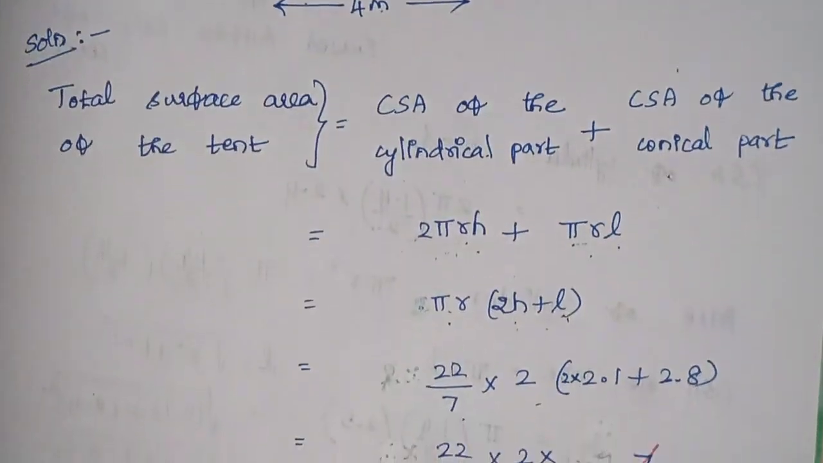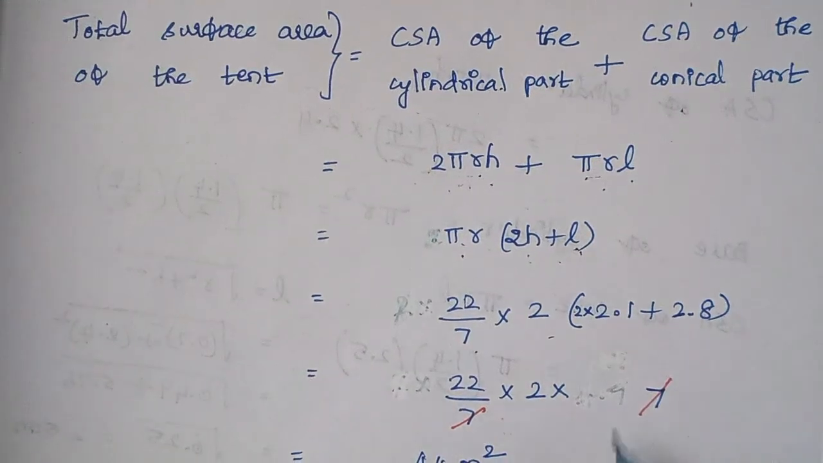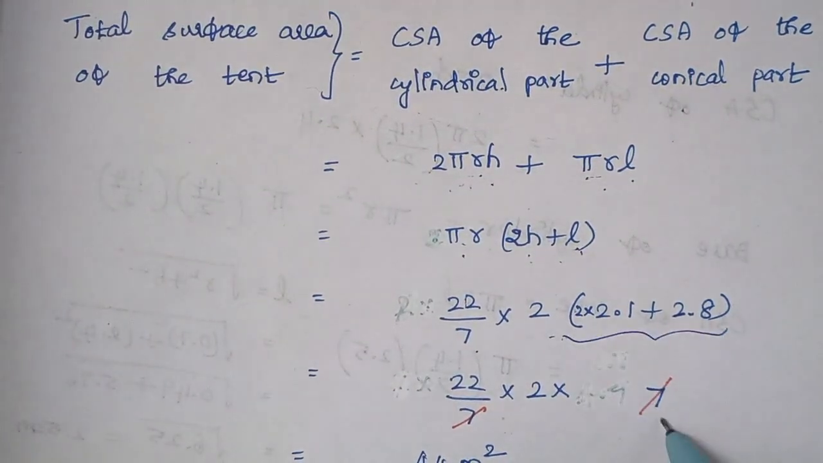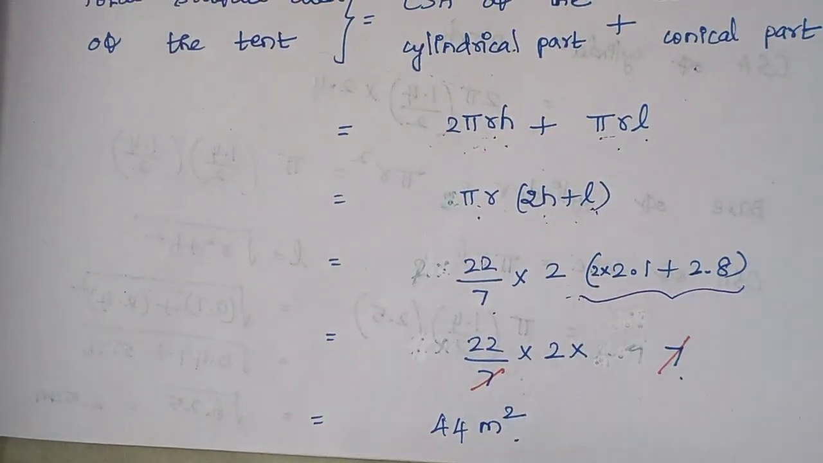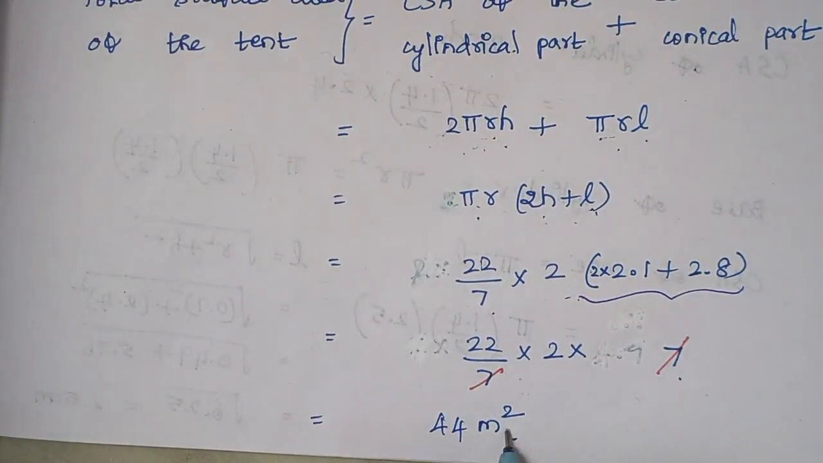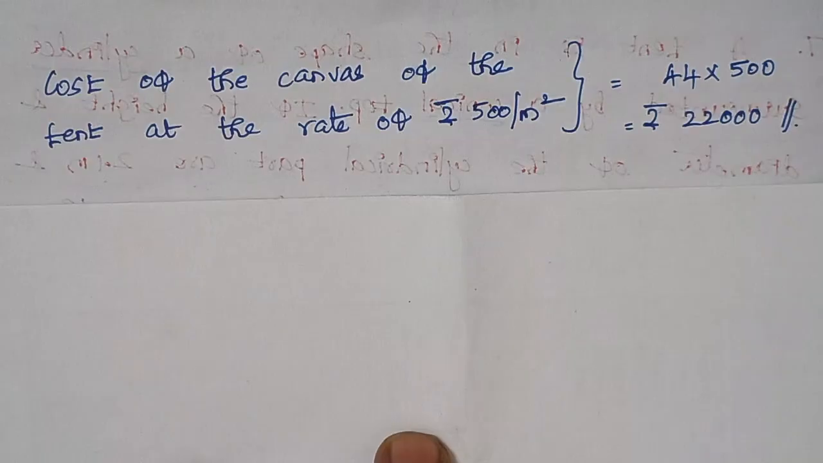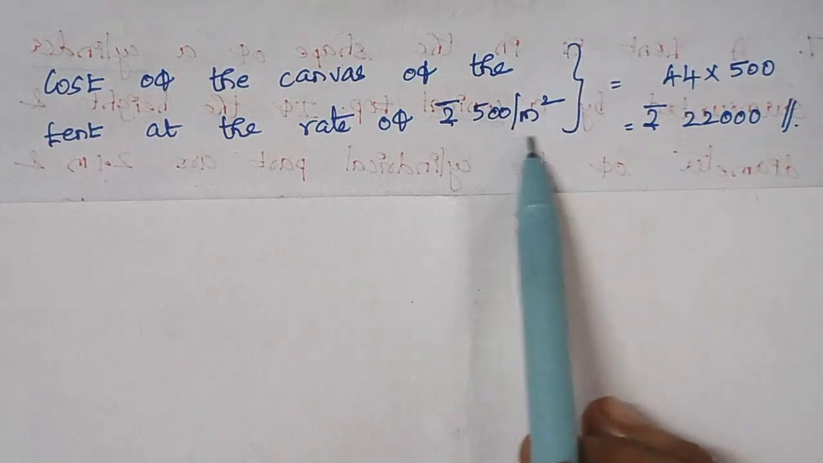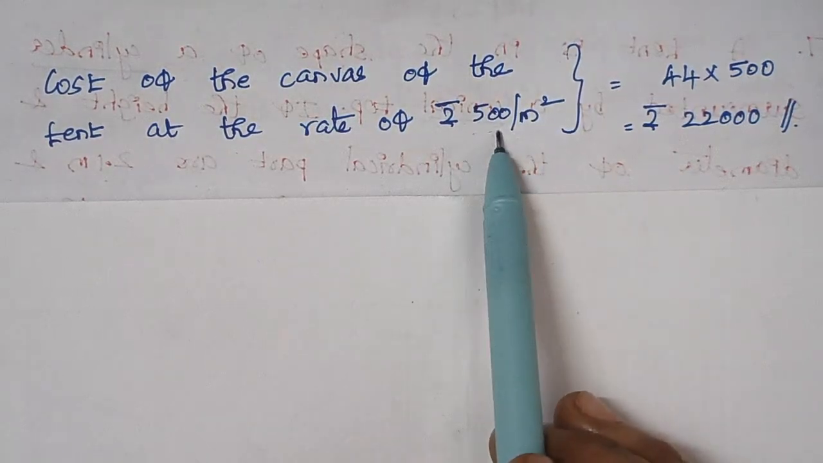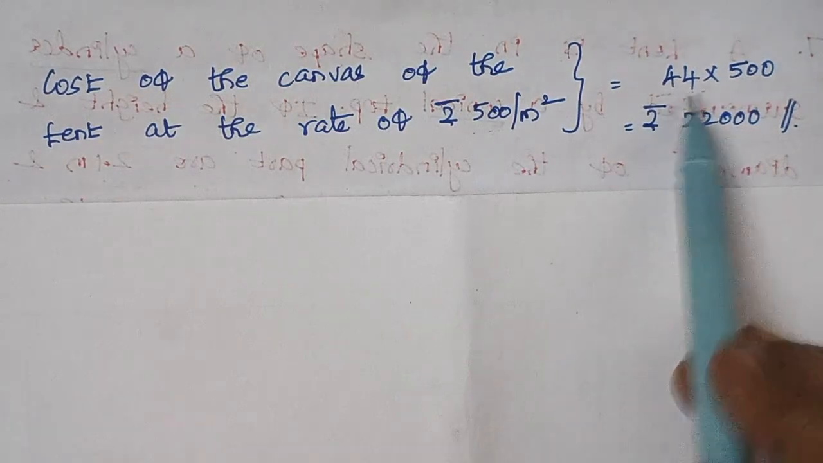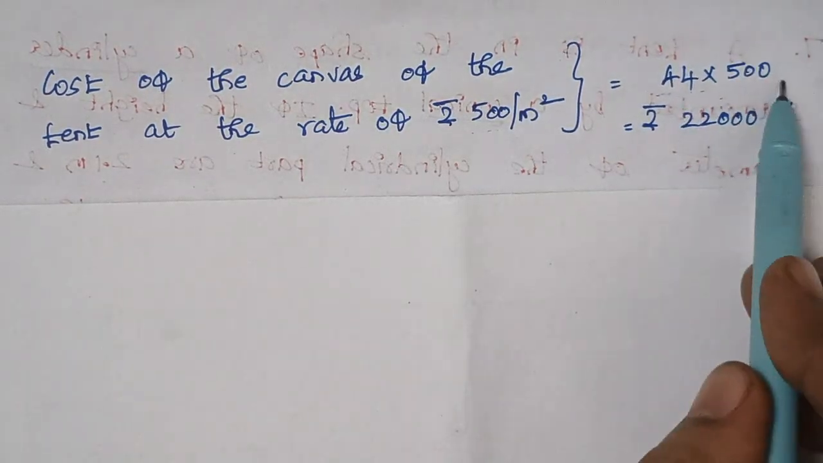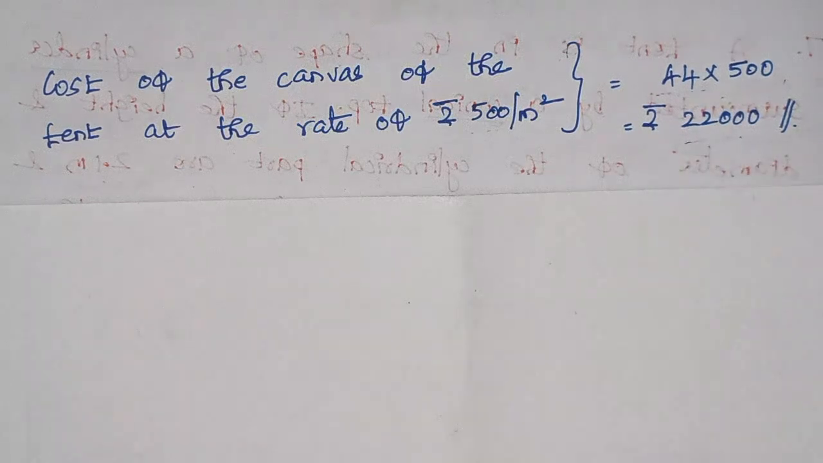After substituting, just solve. This entire term reduces to 7. So the answer is 44 meters square. The cost of canvas is 500 per meter square. So in total we have 44 meters square, therefore 44 into 500 gives 22,000 rupees.